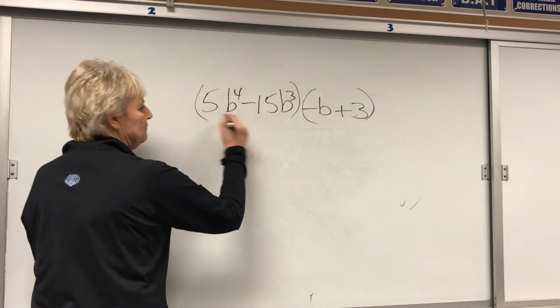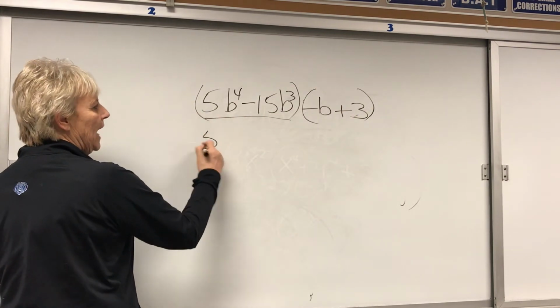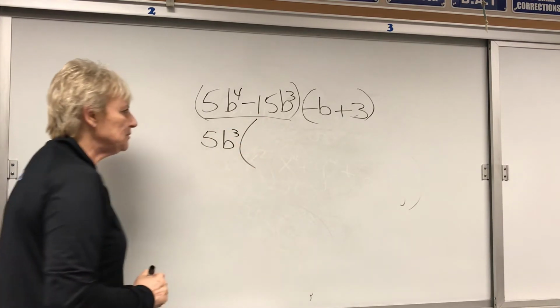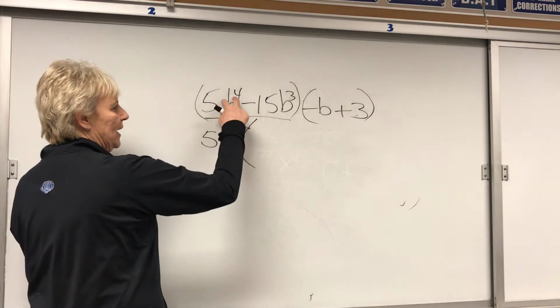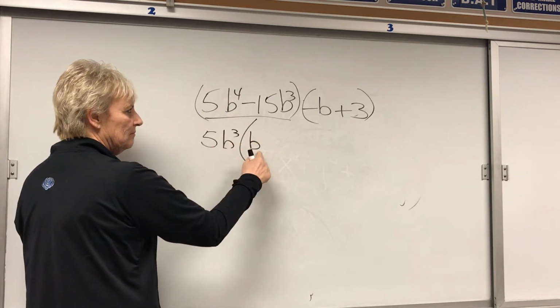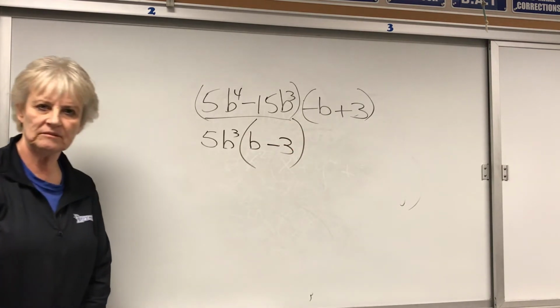The greatest common factor of just these 2, ignore this for now, is 5b to the 3rd times the quantity. How do I get that back? I got a b missing. 5b to the 4th minus 3, and that's all I need.